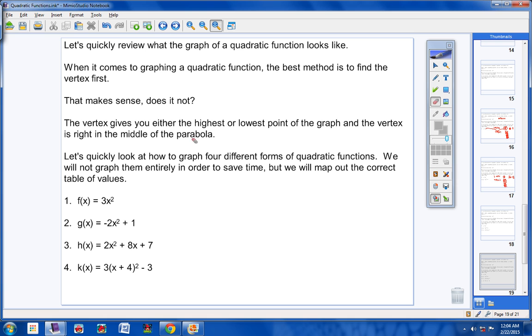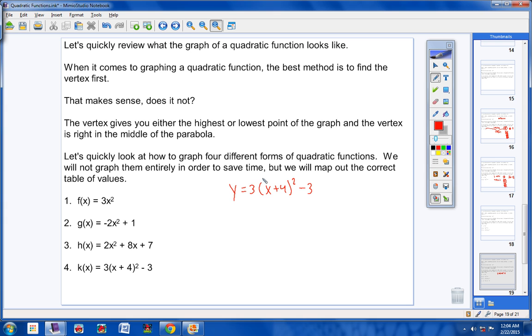Alright, number 4. Now this one is written in standard form. And you're going to really, really learn to love the quadratic functions that are written in standard form. They are so easy to graph. Watch this. So neat.